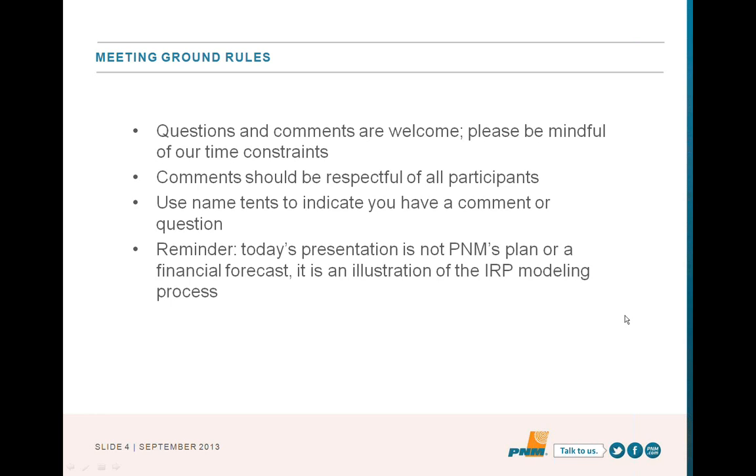So when you've got a question, you can put the tent up, and when we get to a good stopping point, we'll stop and ask to hear the question. We'll repeat the question so the folks on the webinar can hear it, and then answer it to the best we can at the moment, or it'll create a comment that we know we need to follow up on.